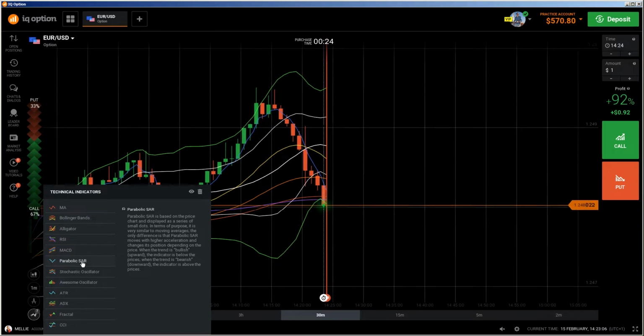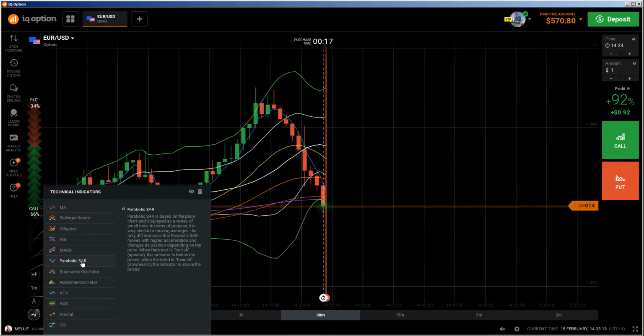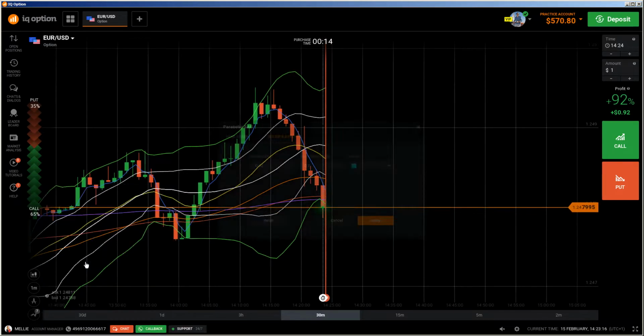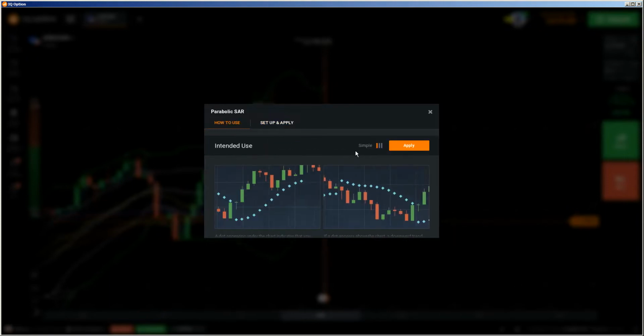When the trend is bullish upward, the indicator is below the price. When the trend is bearish downward, the indicator is above the price. Okay, then let's choose this thing here. We want to go for a little faster acceleration because of the 1 minute expiry time. Here is also how to use it. This is how we want to use this.